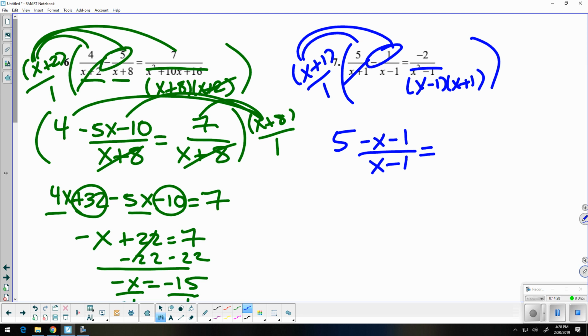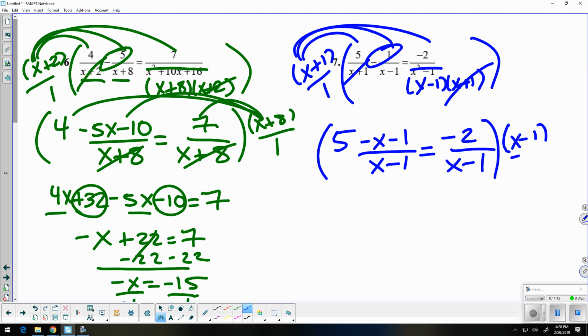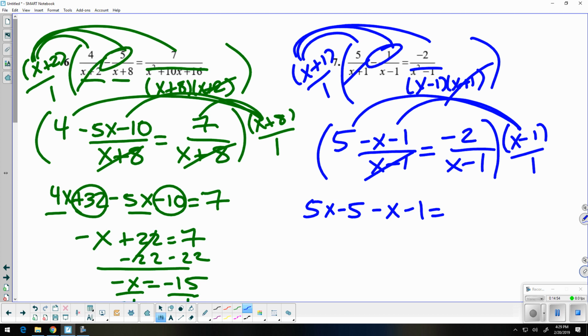Okay, and this is equal to, going all the way across, it's going to cancel x plus 1. I have negative 2 over x minus 1. All right, now get rid of the x minus 1s. The x plus 1s are gone, so last step, multiply everything through by x minus 1 over 1. So going all the way across that first term, that would be 5x minus 5. Going to the next one, it cancels. I'm left with my numerator, which is negative x minus 1. Carried over to the last one, it cancels, I just have negative 2.